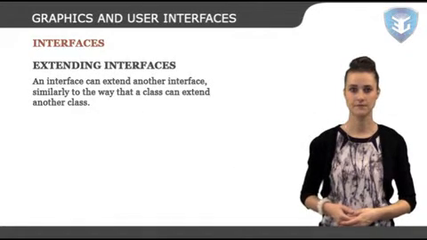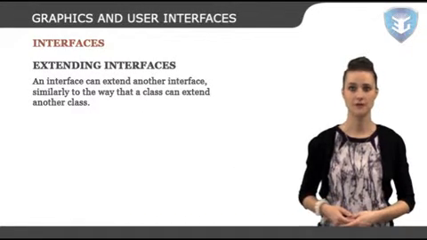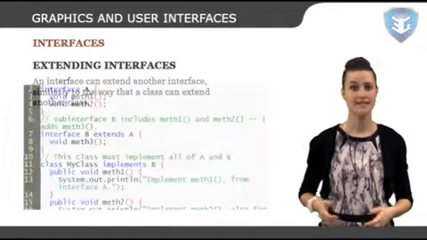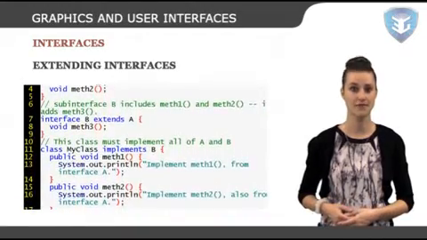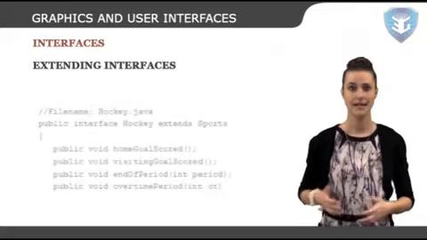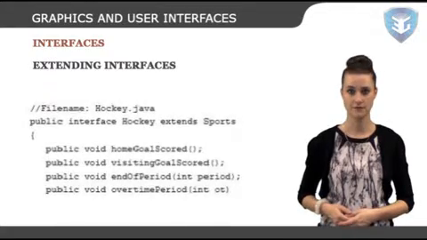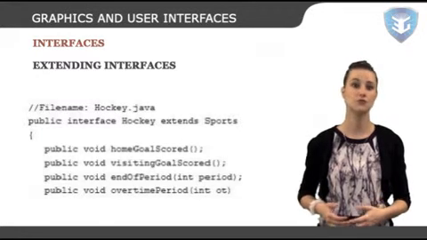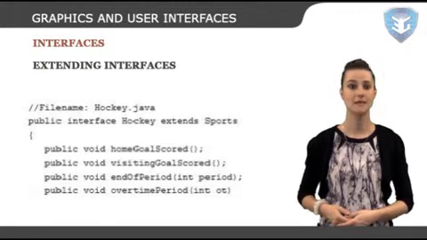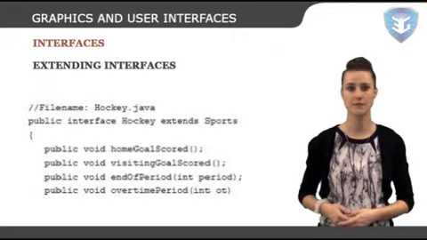Extending interfaces. An interface can extend another interface, similarly to the way that a class can extend another class. The extends keyword is used to extend an interface, and the child interface inherits the methods of the parent interface. Let's see an example of Hockey and Football interfaces. The Hockey interface has 4 methods, but it inherits 2 from Sports. Thus, a class that implements Hockey needs to implement all 6 methods. Similarly, a class that implements Football needs to define the 3 methods from Football and 2 methods from Sports.